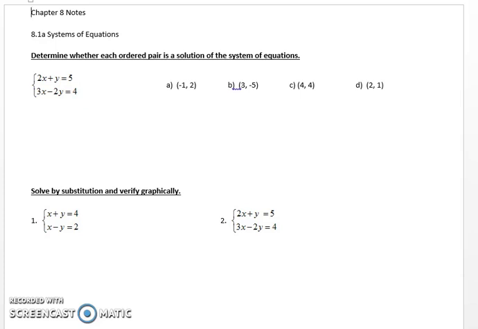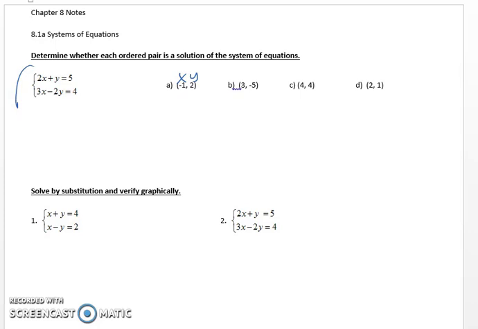So the first thing you'll have to do is determine whether each ordered pair that's given is a solution to the system of equations. So this is your system of equations right here. So you have to decide, is each point a solution? And the way you're going to know that is if you plug in the x and the y that's given into the equations and it makes a true mathematical statement.